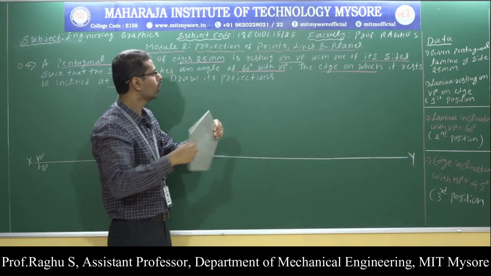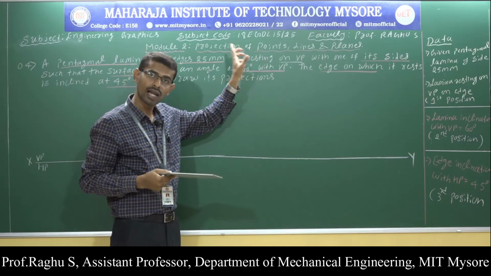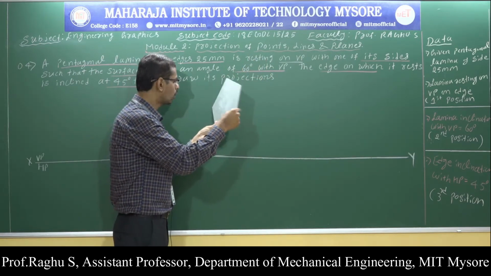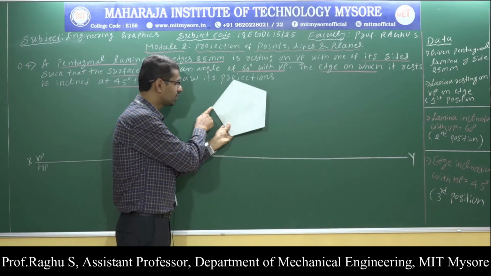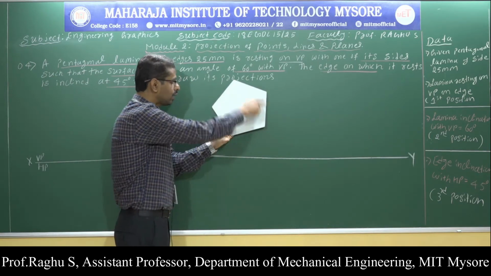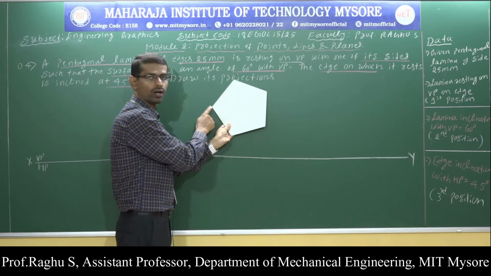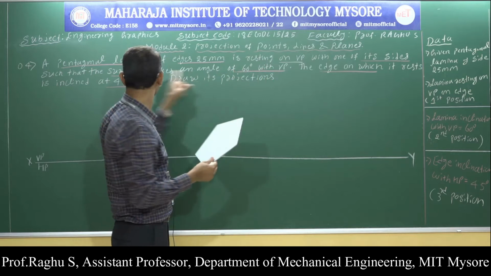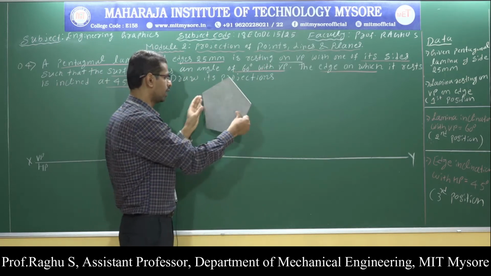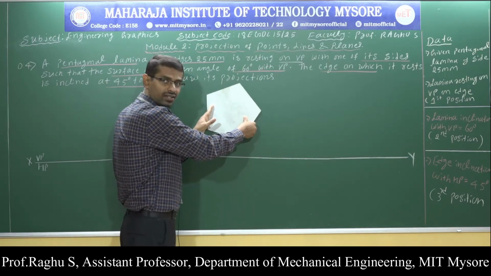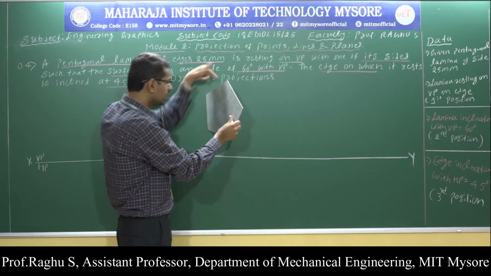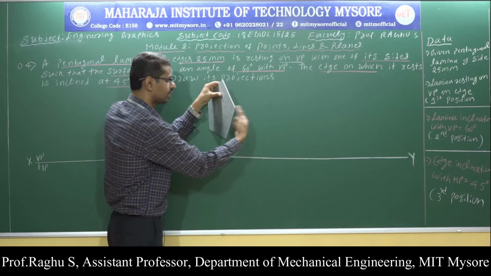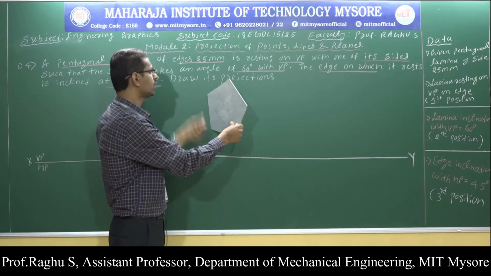Suppose in the problem it is mentioned that the lamina rests on VP with one of its corners, then you have to place the lamina like this. Here this is the resting corner. Now, the lamina resting on VP with one of its sides, like this. Here this is the lamina inclination, meaning the entire surface inclination.